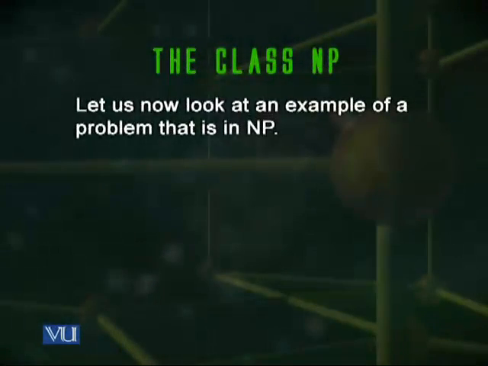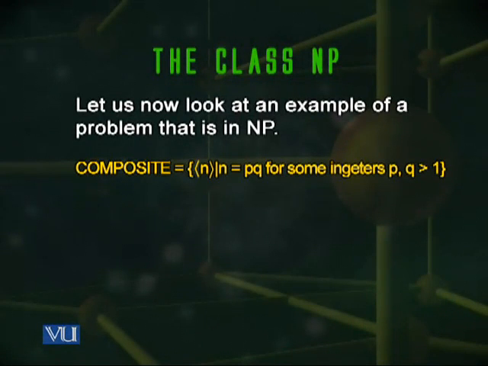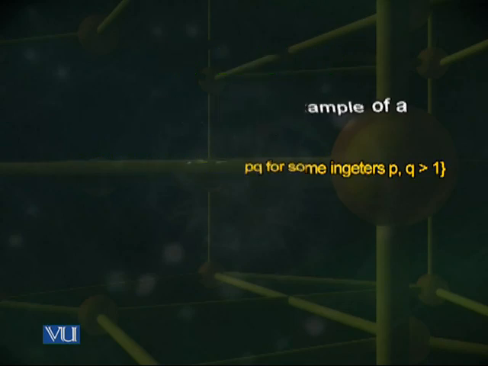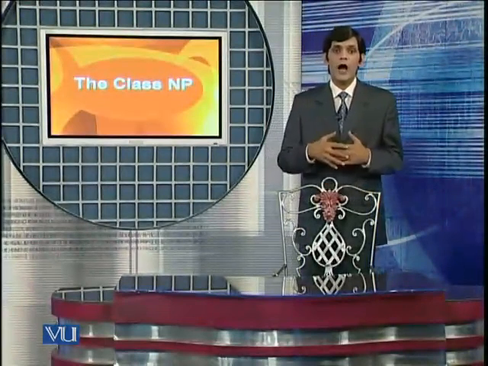Let us look at an example of a problem in NP now. We define composites to be the set of all integers n such that n can be written as p times q for some integers p and q greater than 1. So the definition of composite numbers is the good old definition that was told to you in your elementary school. Well, how will we design a non-deterministic Turing machine to accept composites in polynomial time?